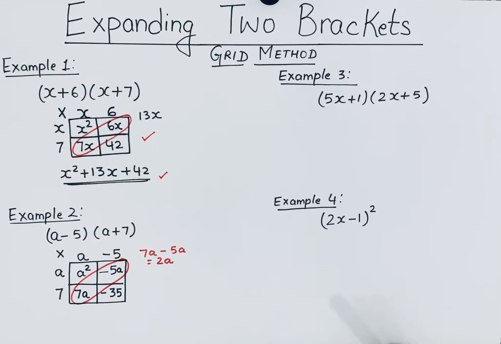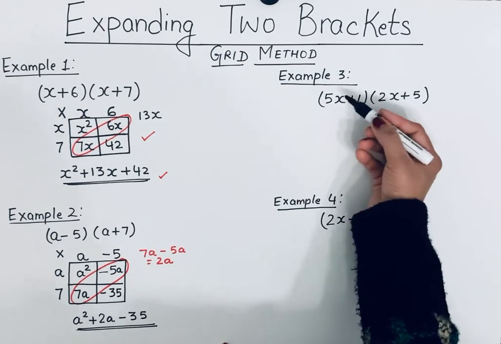And now we need to write down our final answer. So our final answer will have three terms: a squared, positive 2a, and negative 35. So write down minus 35. That's our answer. Let's have a look at the third example.